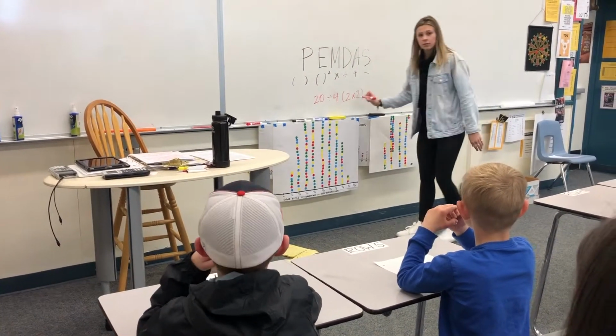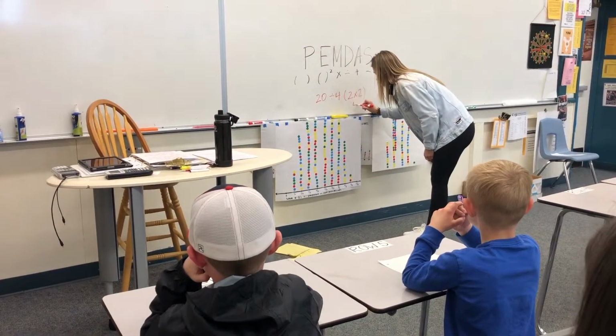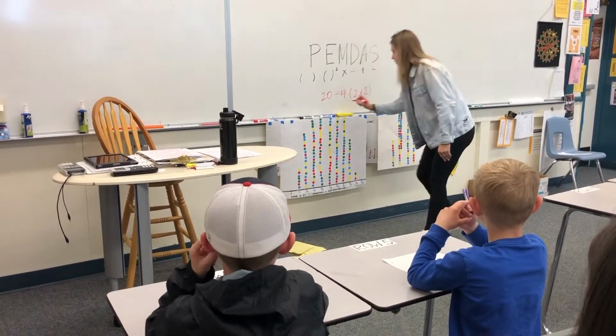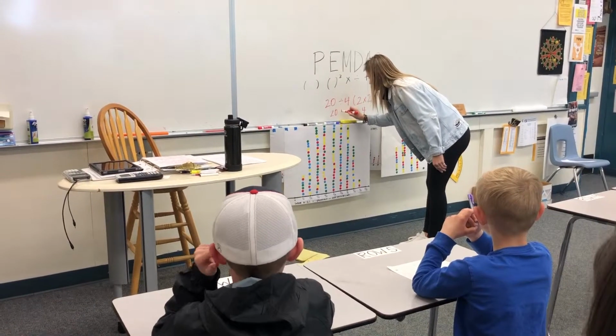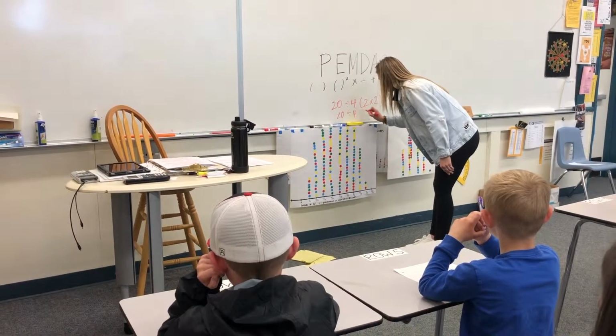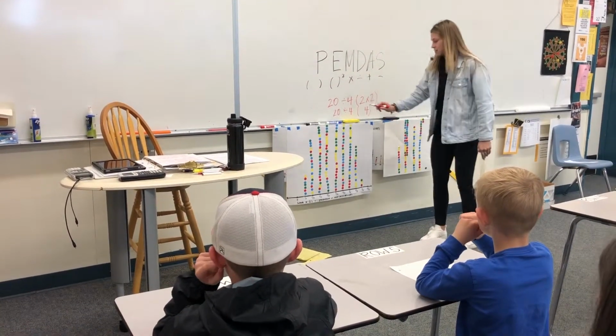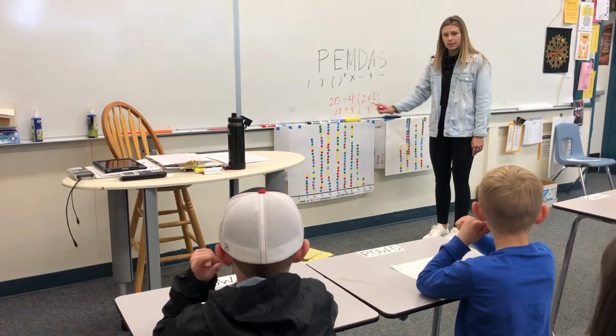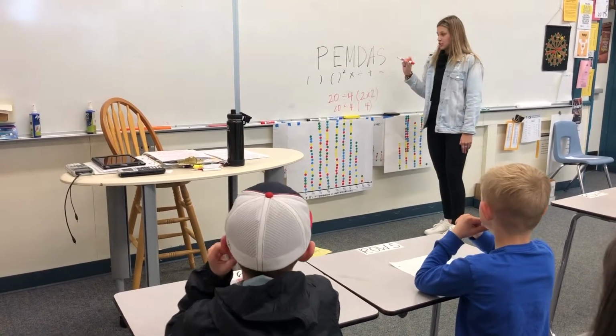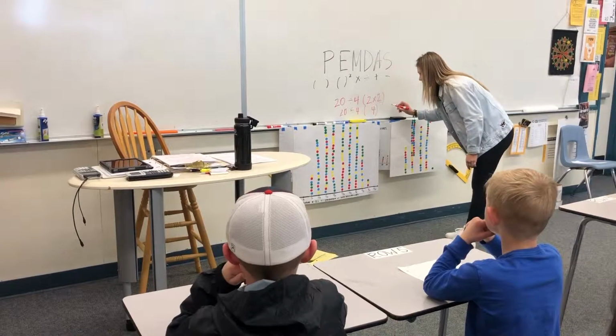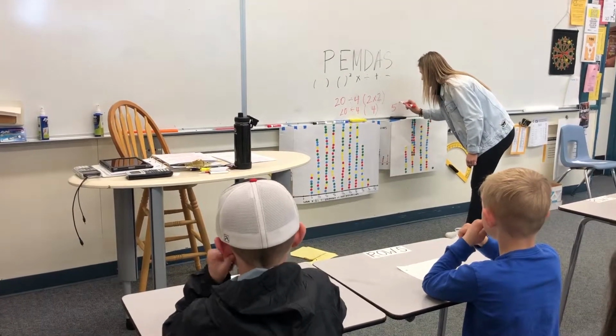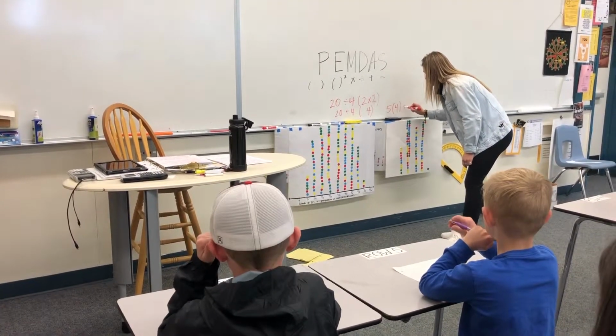We would begin with the parentheses. 2 times 2 is 4. Rewrite the rest of the equation. And now, since we have equal operations, we will work left to right. Same works for addition and subtraction. So 20 divided by 4 is 5. 5 times 4 is 20.